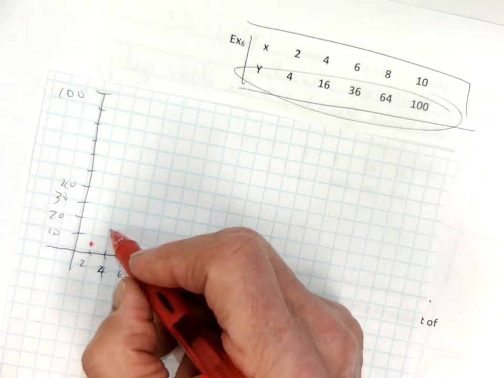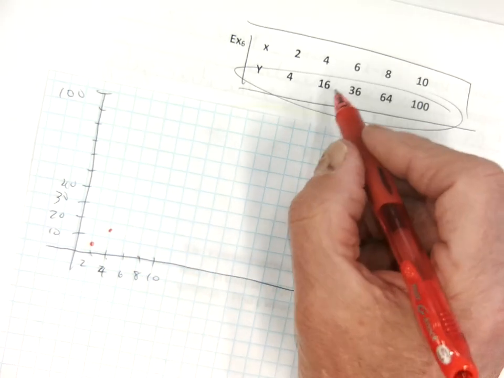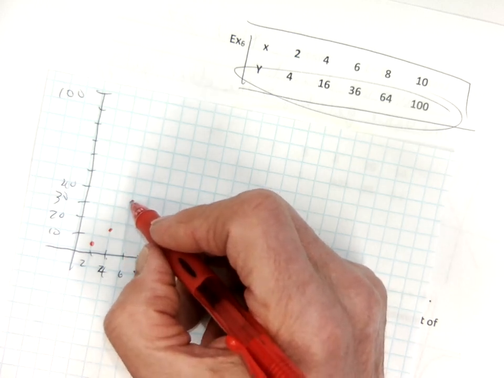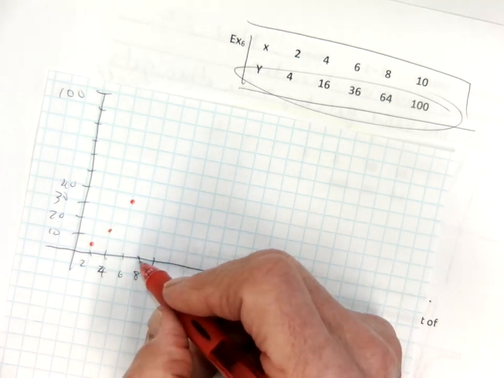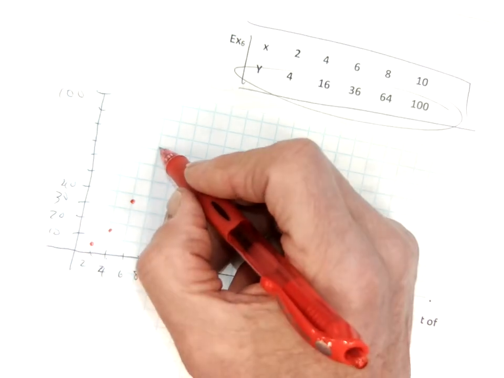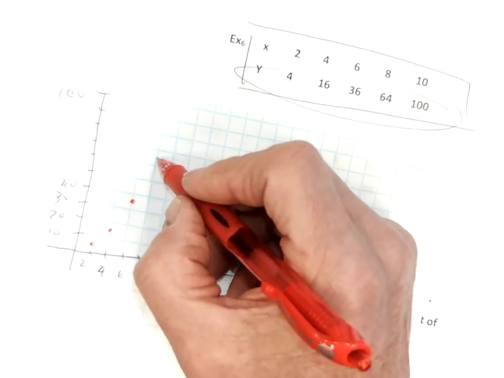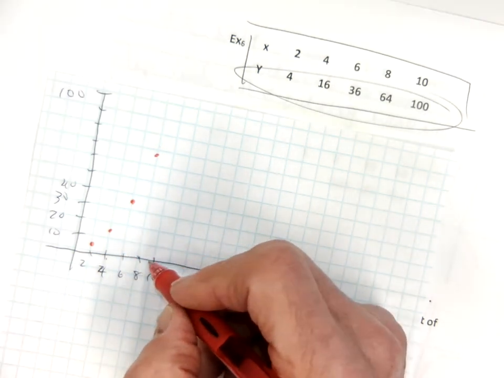4, 16 is about there. 6, 36 is about there. 8, 64 is about, let's see, 20, 40, 50, 60, 64, and 10, and 100 is there. That's weird.